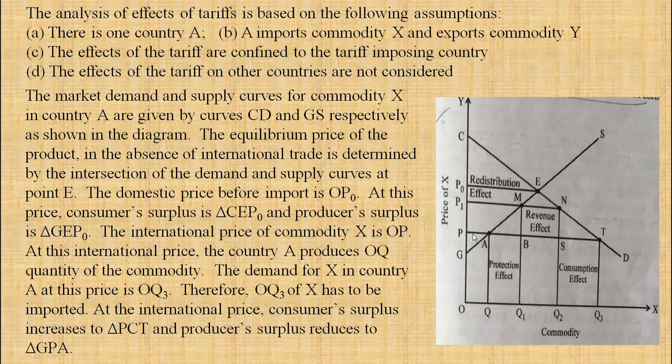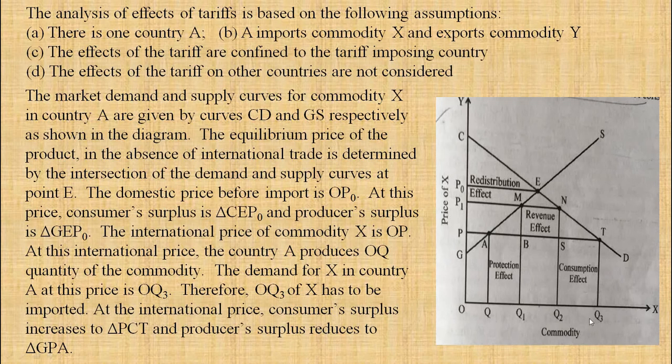The international price of the commodity X is OP. At the international price, the country A produces OQ of the commodity. The demand for X in country A at this price is OQ3. This is demand. Therefore, QQ3 of X has to be imported. This is the production, but demand is OQ3, so this much import has to be there.